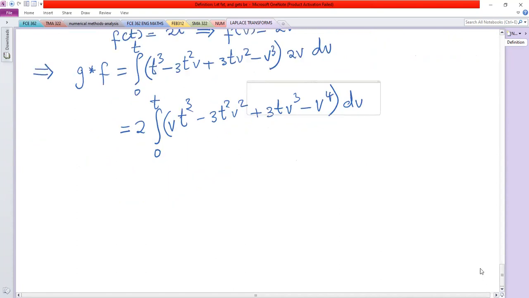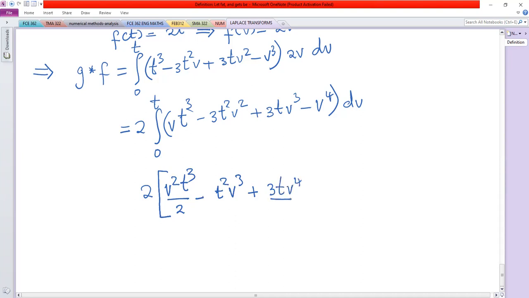Now, this will give us twice: with respect to v, we get v squared t cubed over 2, minus, dividing by 3, just t squared v power 3, plus 3t v power 4 over 4, minus v power 5 over 5, and then v from 0 to v equals t.